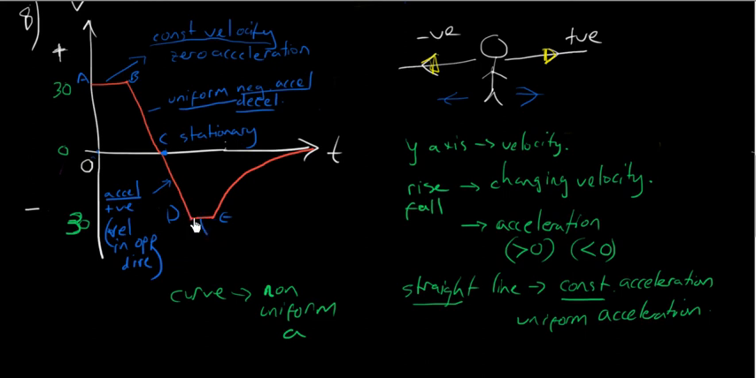Then it reaches here, and it's a constant velocity again because it's not changing, it's horizontal, so that's a constant velocity, negative velocity, right? It's constant and it's going towards the left. And here look what's happening to the velocity.